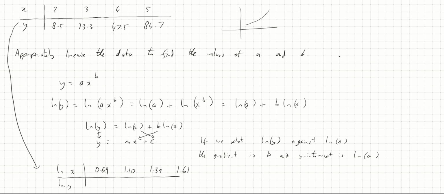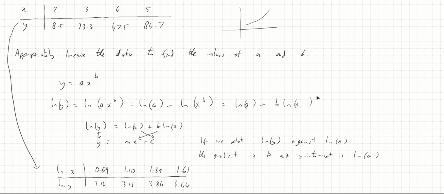So when y is 8.5, log y is 2.14. When y is 23.3, log y is 3.15. When y is 47.5, log y is 3.86. And finally, when y is 84.7, log y is 4.44. Okay, so that is our new sort of linearized data.